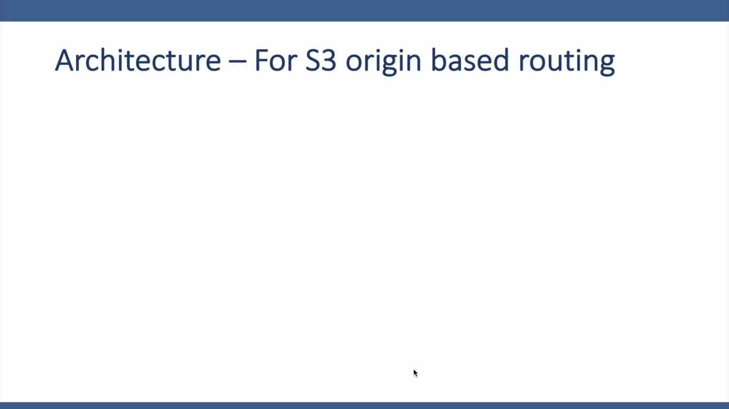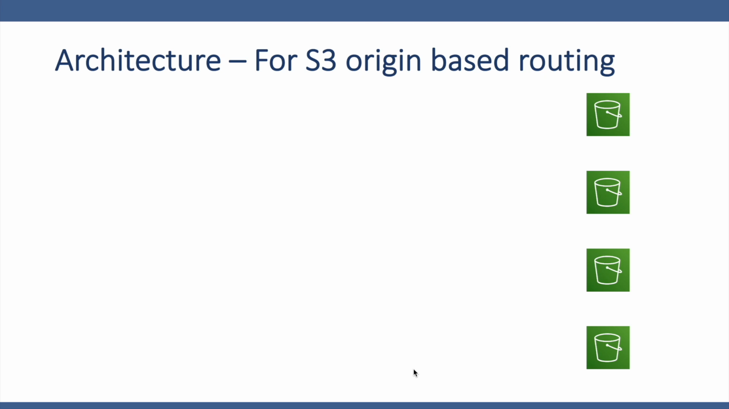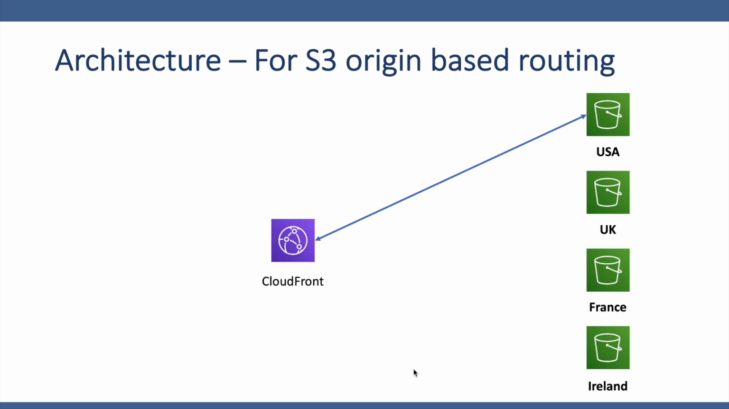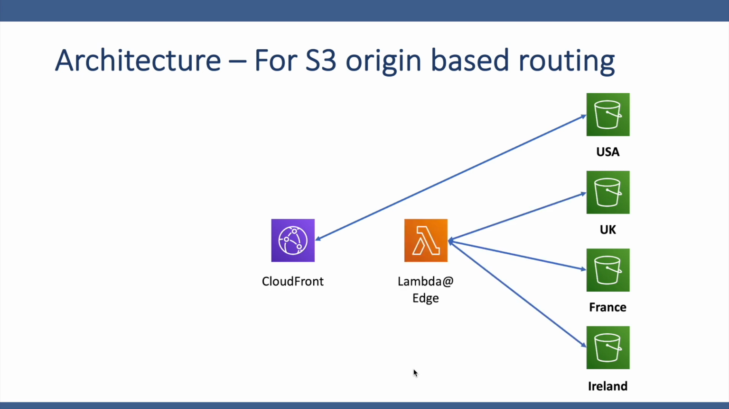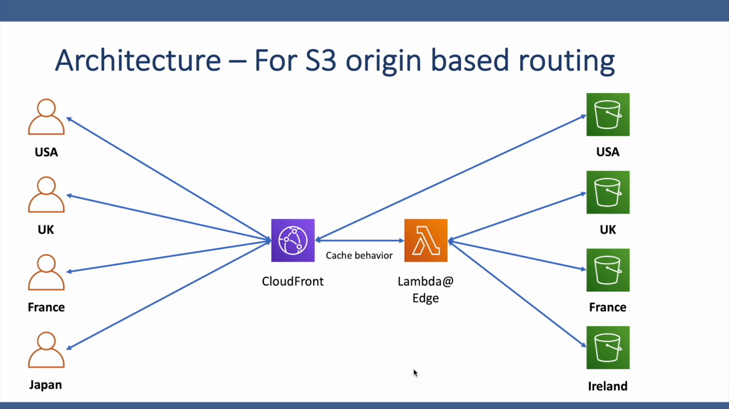In this architecture, we are going to deploy Amazon S3 buckets in 4 different regions. Our default bucket will be in US East 1, or the North Virginia region. Our regional buckets will be in Great Britain, France and Ireland. Configure a CloudFront distribution with the origin as the US East 1 region. Add a Lambda@Edge function with the regional buckets. Add a trigger for CloudFront and deploy it as an origin request in the cache behavior.